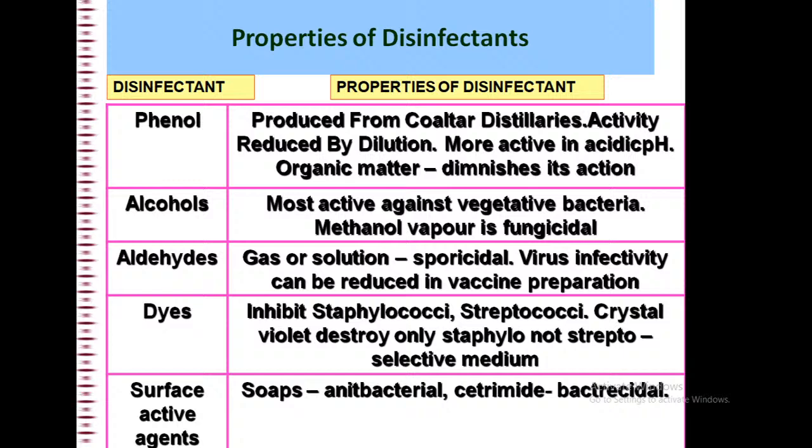Next, the disinfectant that is a surface active agent. These act on the surface. Various antibacterial soaps are used as surface active agents. They contain cetrimide. It is also used as a bactericidal.